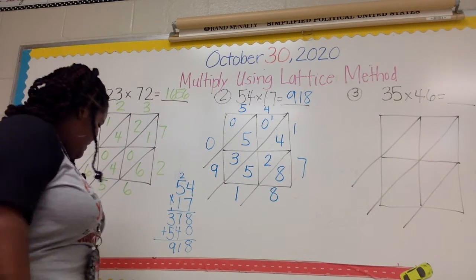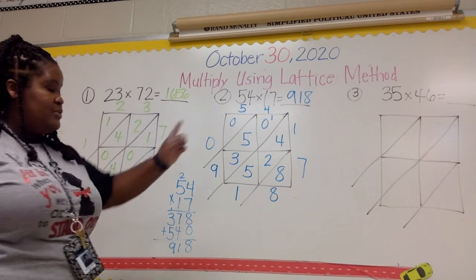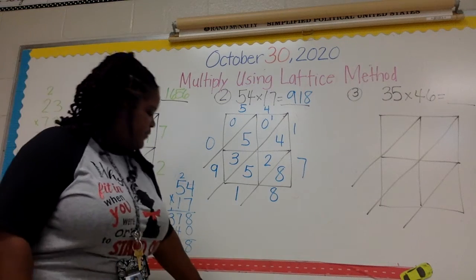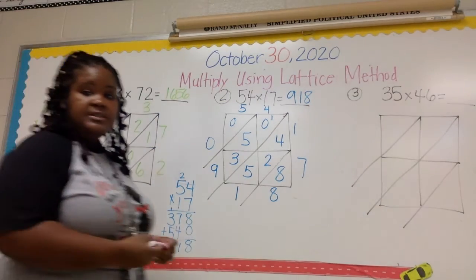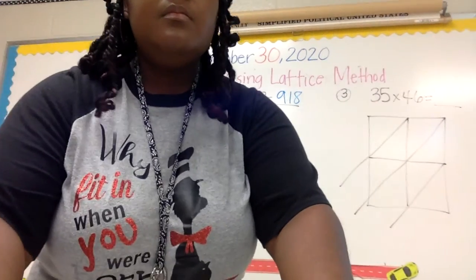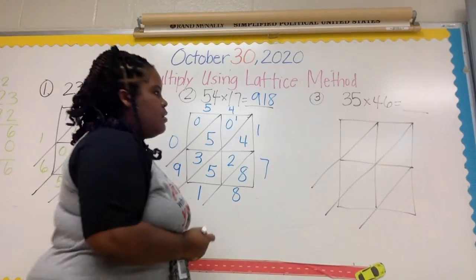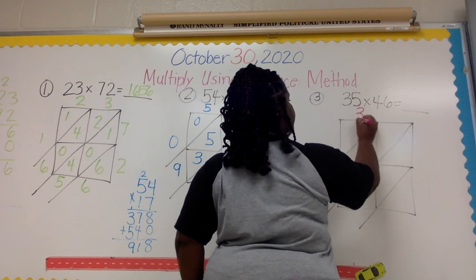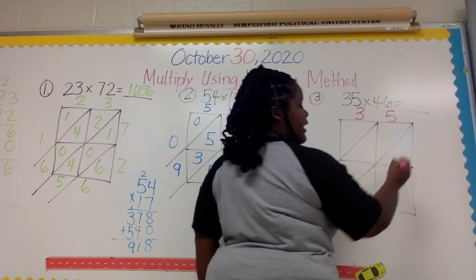All right, so now let's move on to number 3. Let me choose a color to use for this one. Okay, so now first things first, let's label our problem, okay? So 35 and 46.